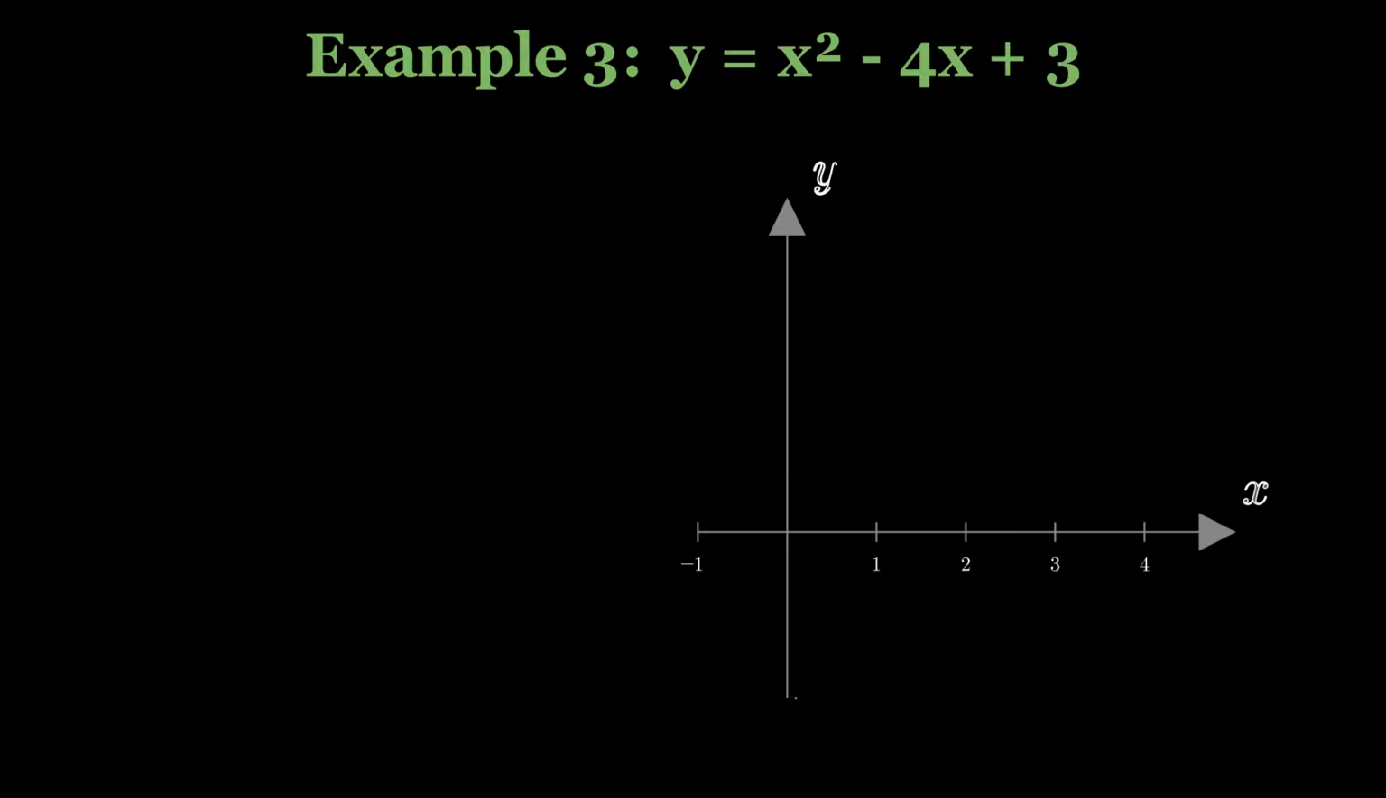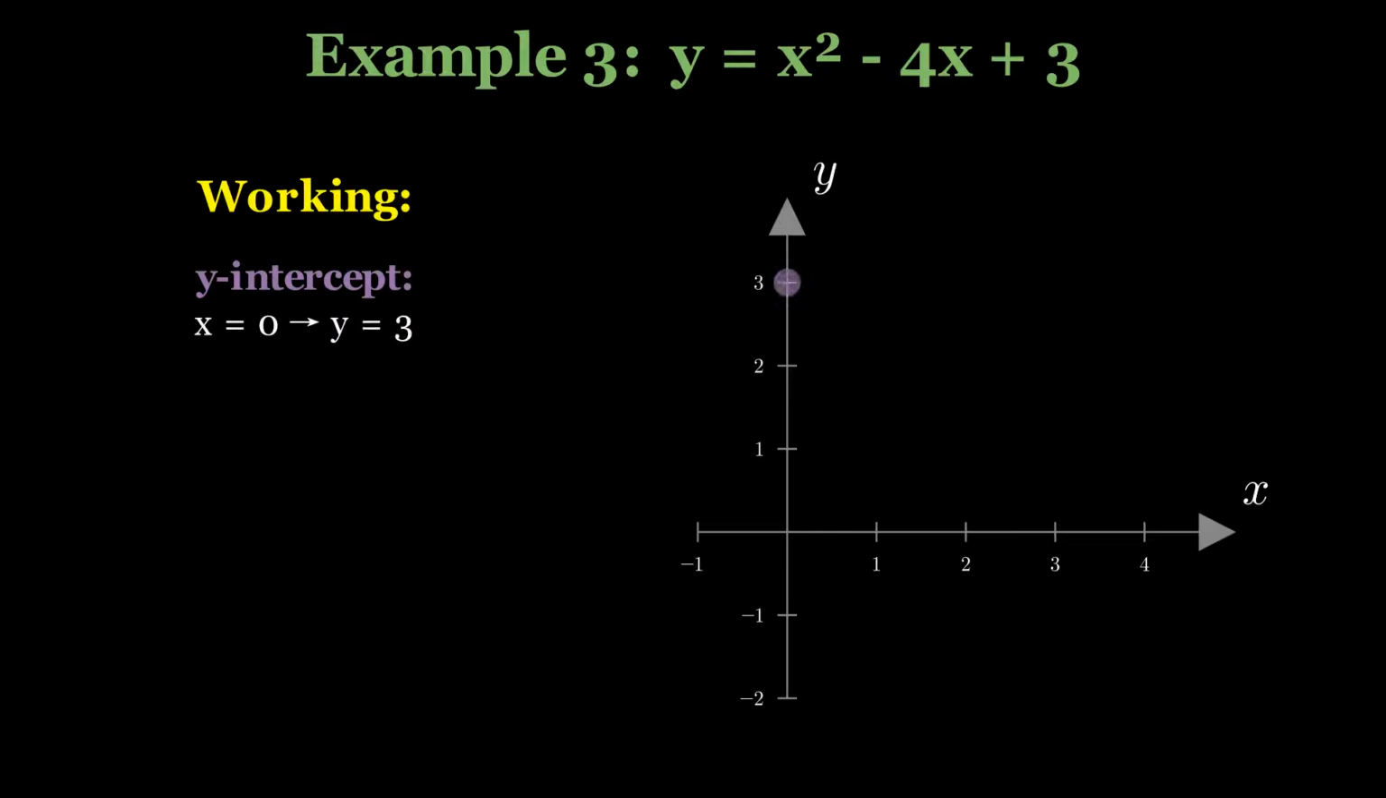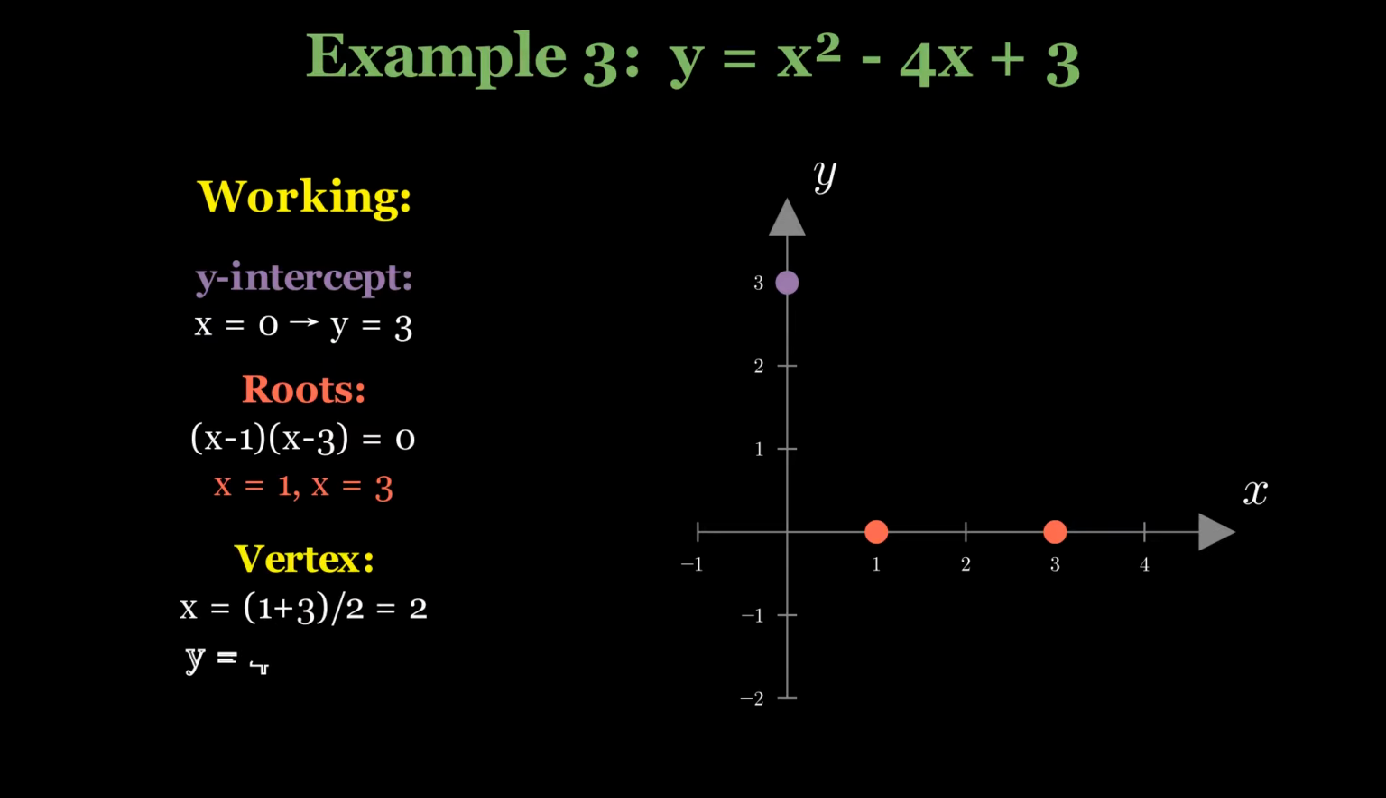Example 3. Y equals x squared minus 4x plus 3. Y-intercept, x equals 0 gives y equals 3. Roots, factorize to x minus 1 times x minus 3 equals 0. Roots at 1 and 3. Vertex, midpoint is 1 plus 3 over 2 equals 2.